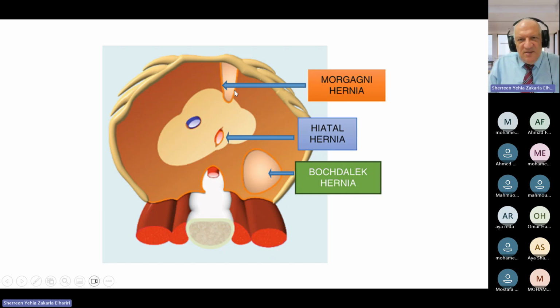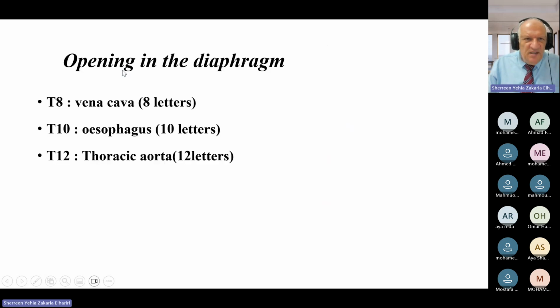So this is the anterior or Morgagni hernia, and this is posterior. Just remember PP, Bochdalek hernia. And of course, hiatus hernia, which has many types. Openings of the diaphragm are very important.